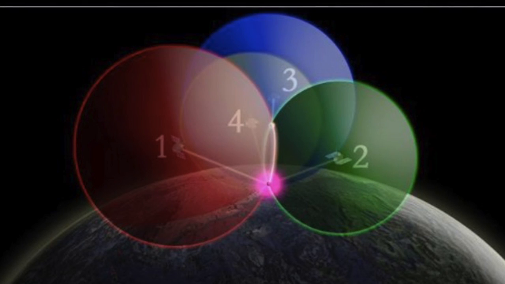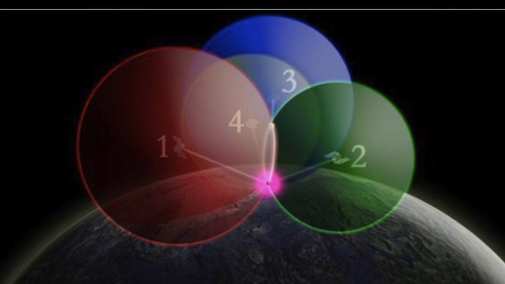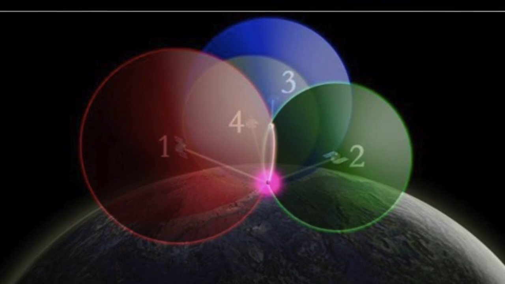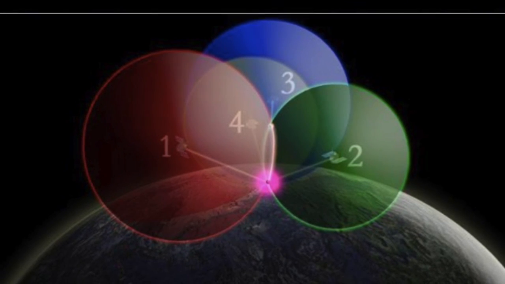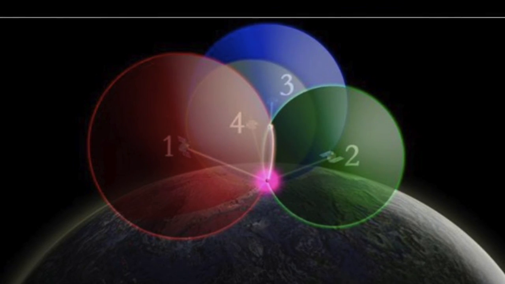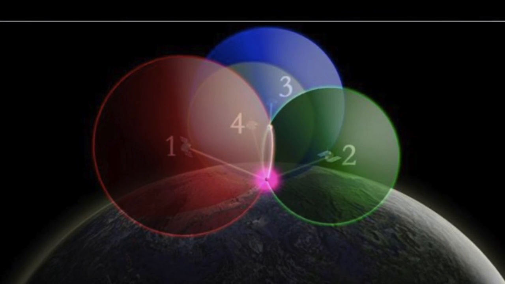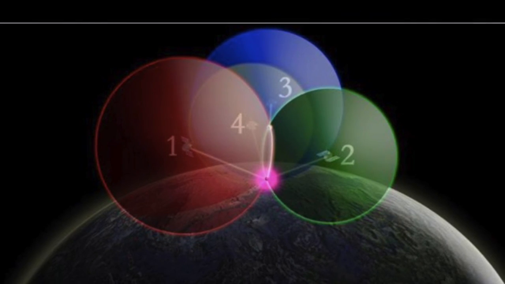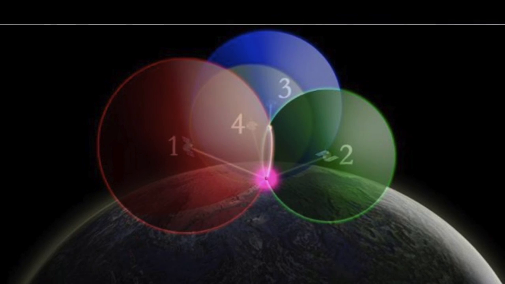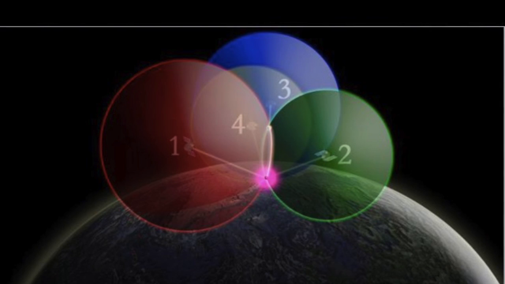GPS receivers need to receive signals from at least 4 different satellites in order to accurately measure locations. The 4 circles that are shown in the picture accurately show the distances from each satellite to the receiver's position, and their overlapping position is the highlighted center, which is where all the circles overlap.